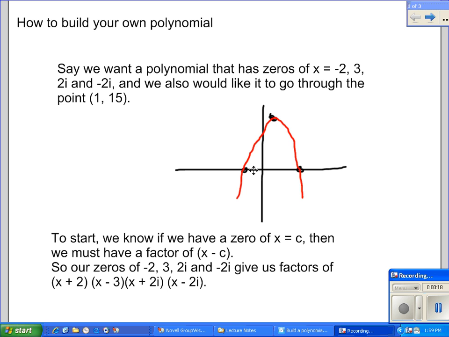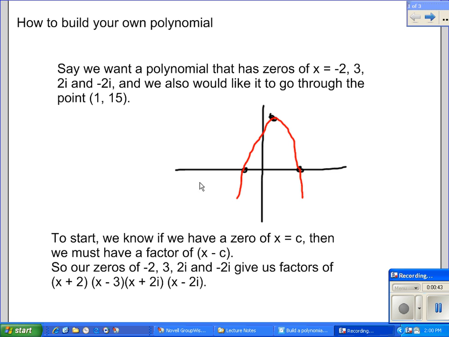So I've got a very bad graph I sketched here using my mouse. I want it to go through x equals -2. I want it to go through x equals 3, because those are my two real zeros. The other two zeros are not real values, so they won't show up as x-intercepts. And I also wanted to go through the point (1, 15). So I know my graph should look roughly like this once I've got my polynomial figured out.